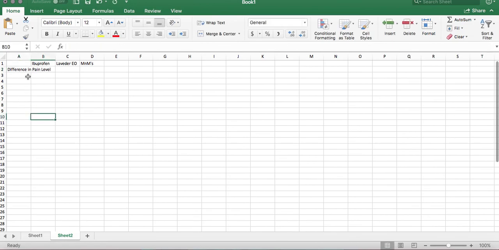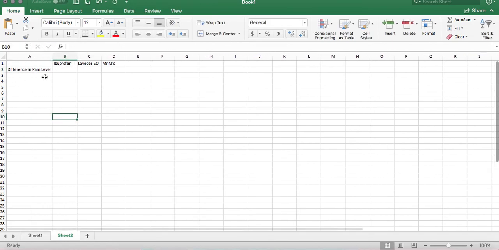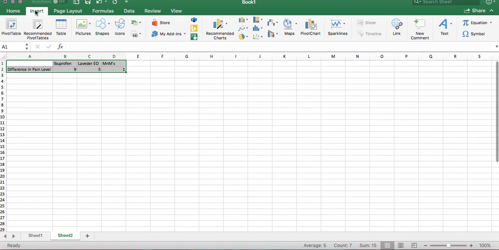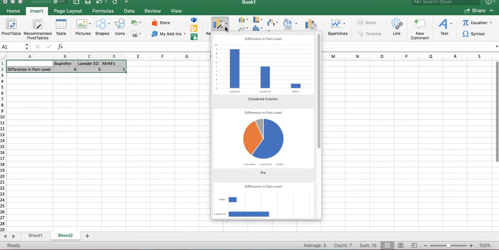In order to make it to where our words don't overlap, you can always change the width of any column. You don't have to, but you're able to. I don't remember what the actual values are, so we'll just pretend that they were 9, 5, and 1. And that was the overall change in my pain level. So what I'll do to get a graph here is highlight my data and go to Insert. Again, there's usually recommended charts.